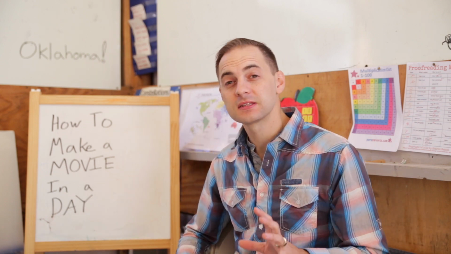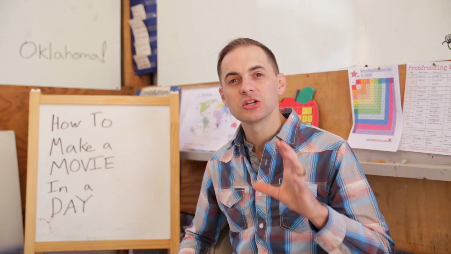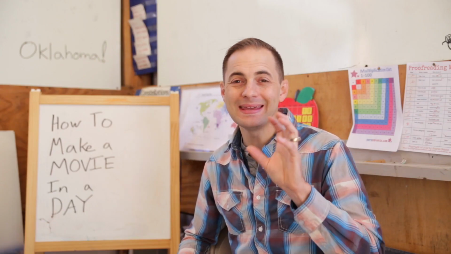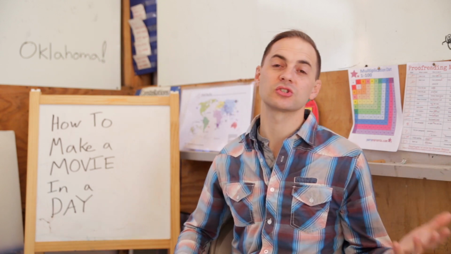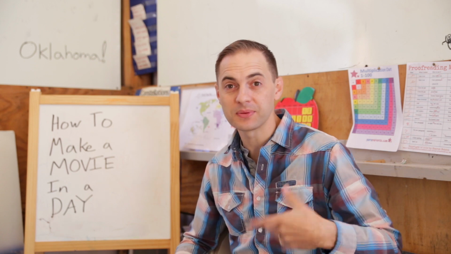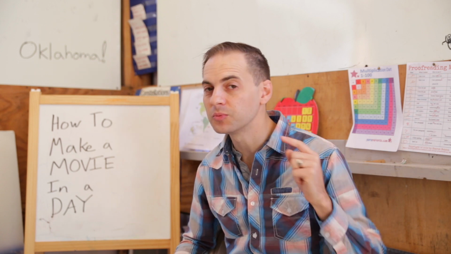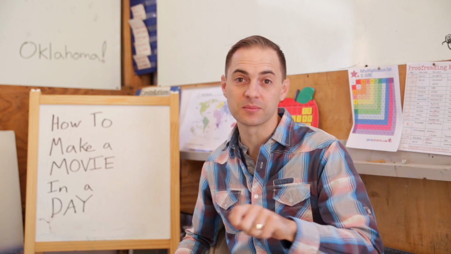Now, the next thing is make diegetic choices. Now, what this means is do as much as you can do in camera to save yourself time in post. Diegetic choices are maybe playing music from a cell phone off camera. If you want to play some music during a scene, you play that while you're shooting so you don't have to add it in post.